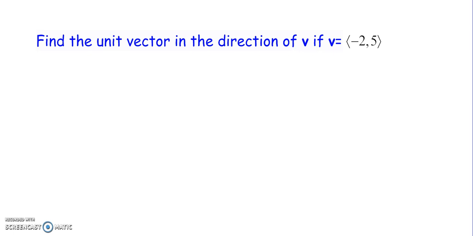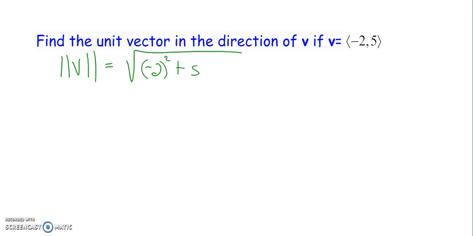All right, so here's an example. Find the unit vector in the direction of v if v is equal to, here's component form, ⟨-2, 5⟩. So I already know that this v is traveling in the direction negative 2, 5, so I already know it's traveling left and up. What I'm concerned with is I really need its magnitude. I need the magnitude of v, which is a distance formula. And when it's in component form, it's even easier. Negative 2 squared plus 5 squared. The magnitude here would be the square root of 29.